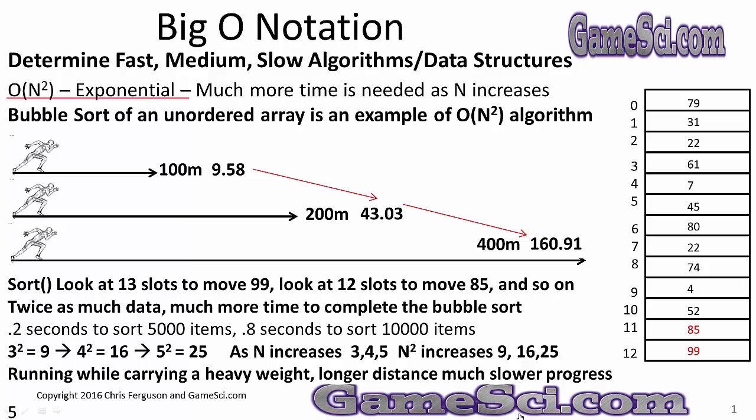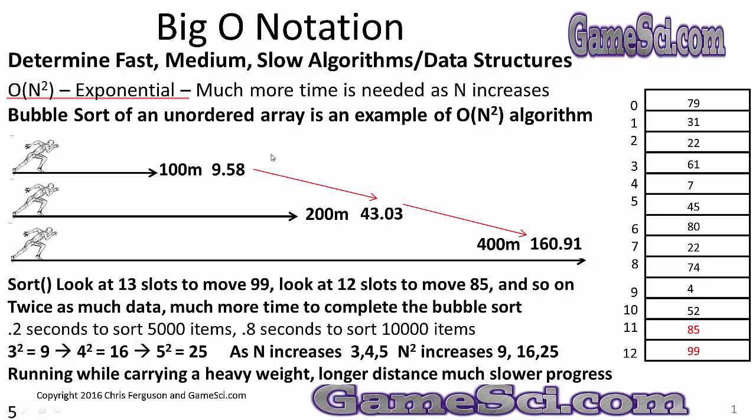The fourth Big O formula we'll look at is order of n squared, or an exponential algorithm or data structure. That means it's going to take much more time as n increases. Bubble sort of an unordered array is an example of an order of n squared algorithm. All the slower sort algorithms run at Big O order of n squared.